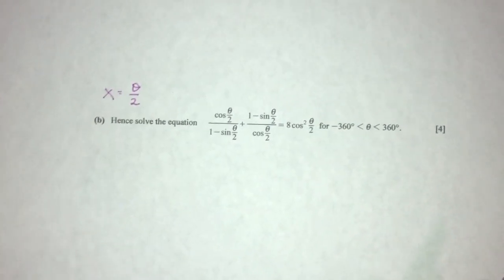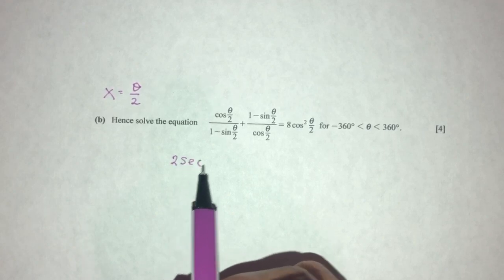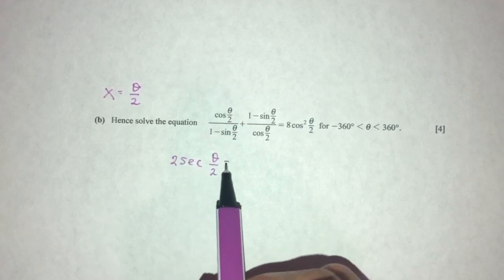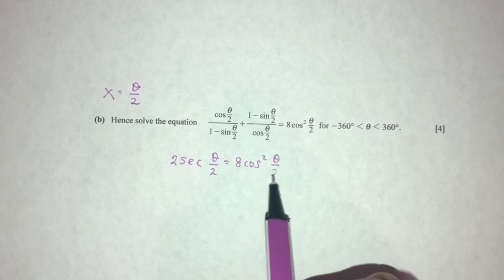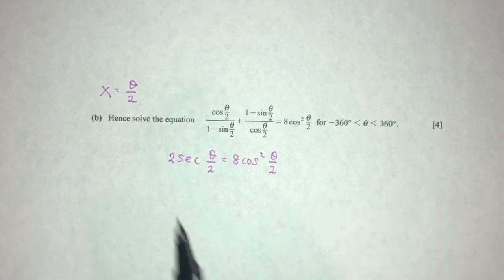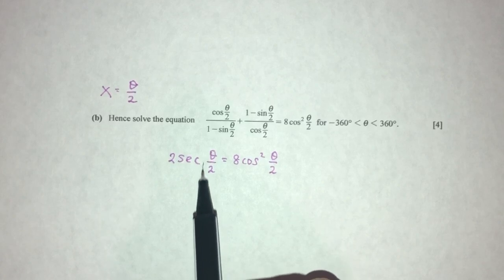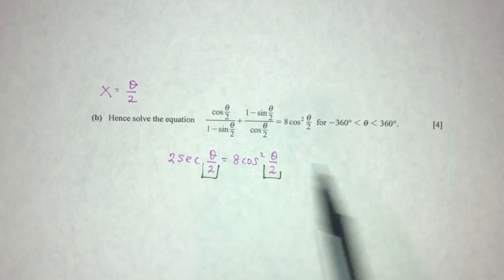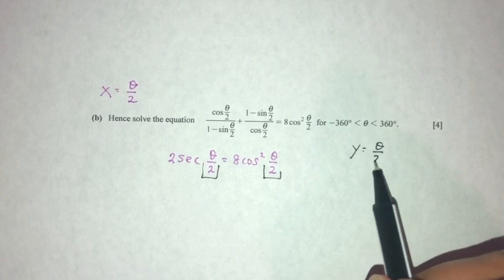So therefore we have what? This whole thing here will become 2 sec(theta over 2) is equal to 8 cos square(theta over 2). Right, so now we do know that, well, actually I don't want to work with that. It's kind of annoying to work with this because I don't like to rewrite this over and over again. Let me write y equal to this for now.